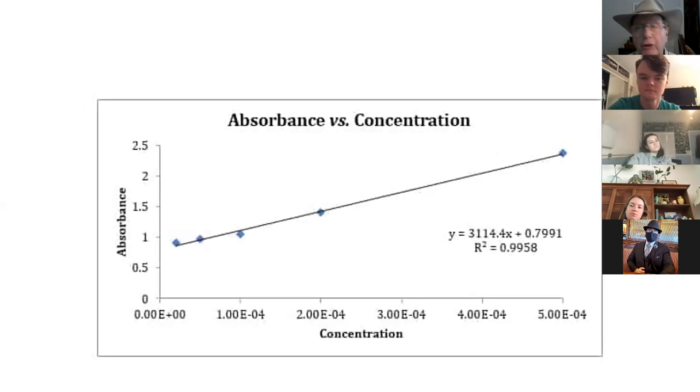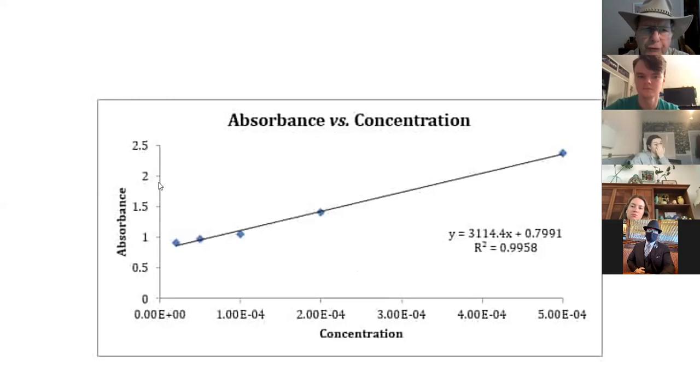So I'm going to make a graph. I'm going to take my absorbances and plot them versus my concentration. You get a nice Excel graph. You can print out the equation of the line, and you know right away that the molar absorptivity for this particular substance is 3,114. It's going to be a big number, guys. If you get a small number, then you've done something wrong.